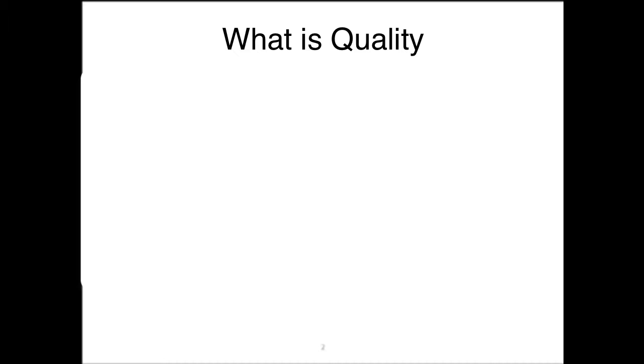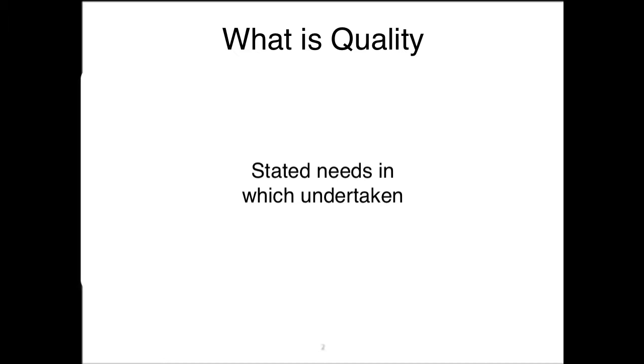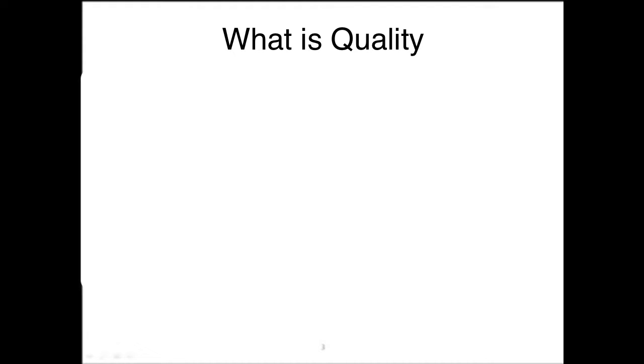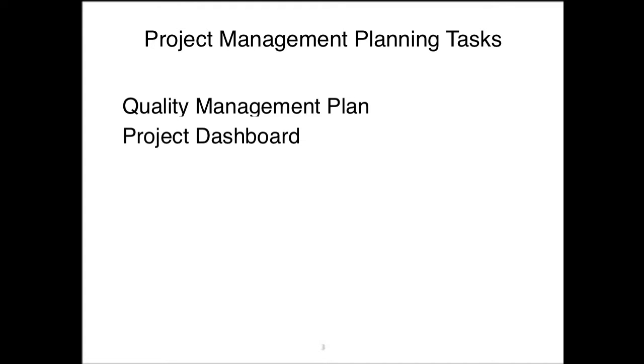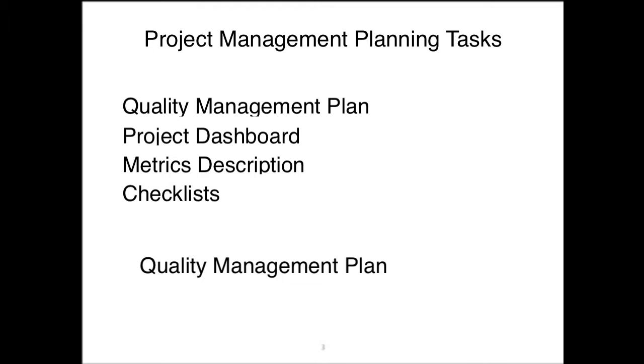Project quality management ensures that the project will satisfy the stated or implied needs for which it was undertaken. There's a number of tasks that are going to be involved as we do this. So the key outputs produced as a part of a project quality management plan include the plan itself, the quality management plan, a project dashboard, quality metrics descriptions, and quality checklists. For your project, we will only be concerned with the quality management plan.